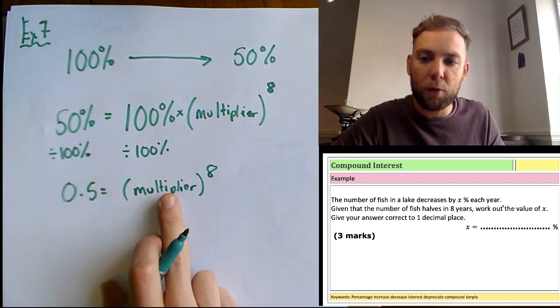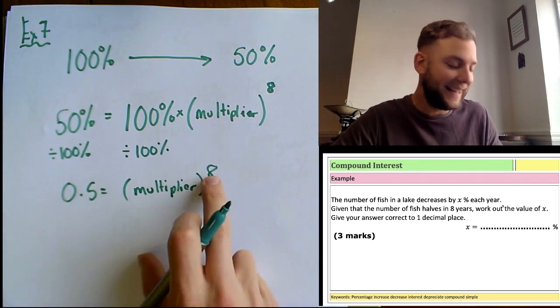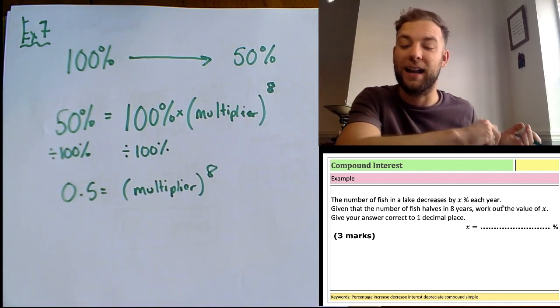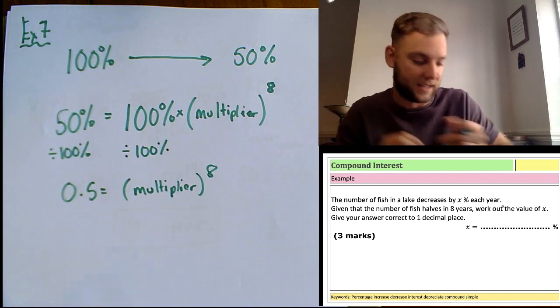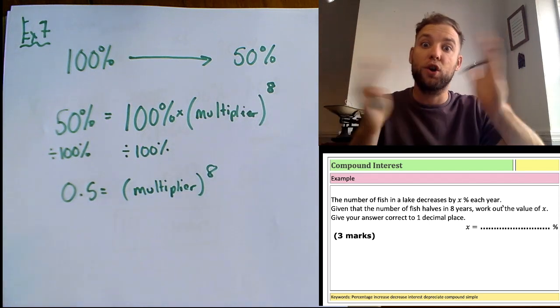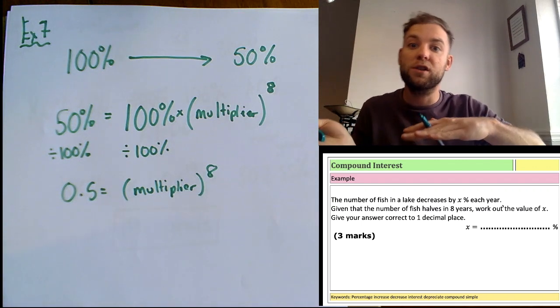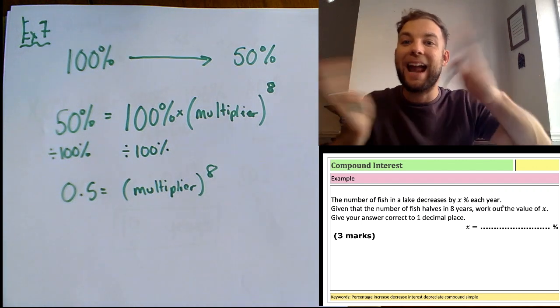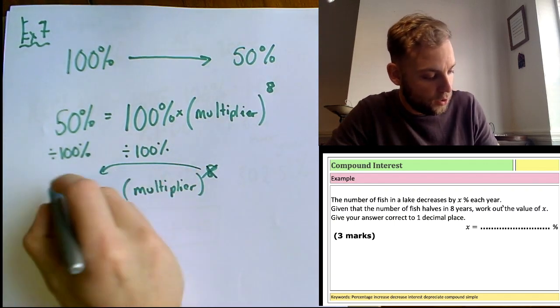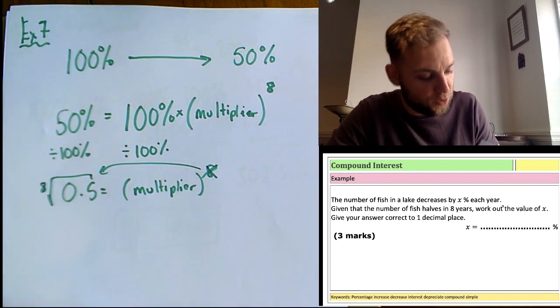So if I want to work out what my multiplier is, then I need to get rid of this power of 8. So what's the inverse of doing the power of 8? Well, the inverse of the power of 8 is the 8th root on the other side. So the inverse of squaring would be square root. The inverse of cubing would be cube root. The inverse of the power of 8 is the 8th root. So to get rid of this, I need to do the 8th root of this.